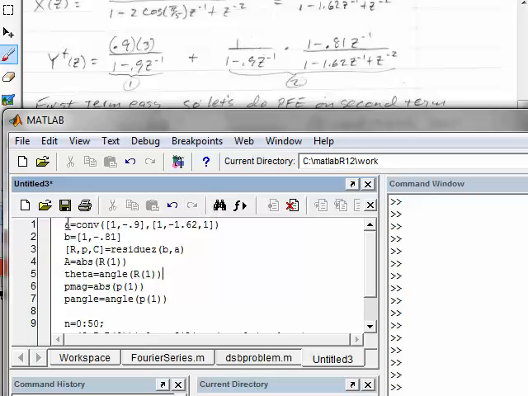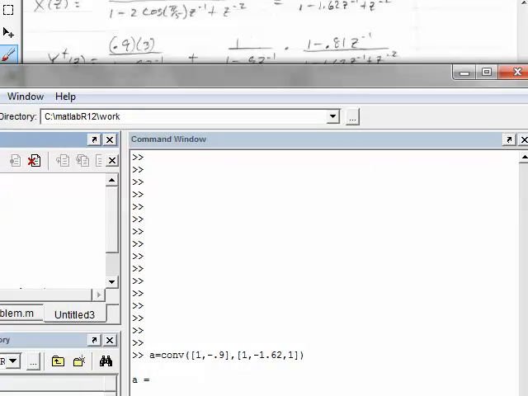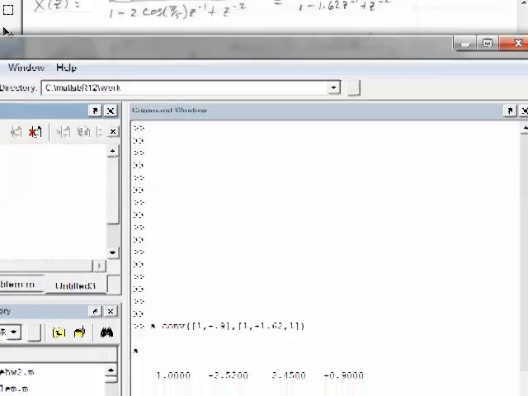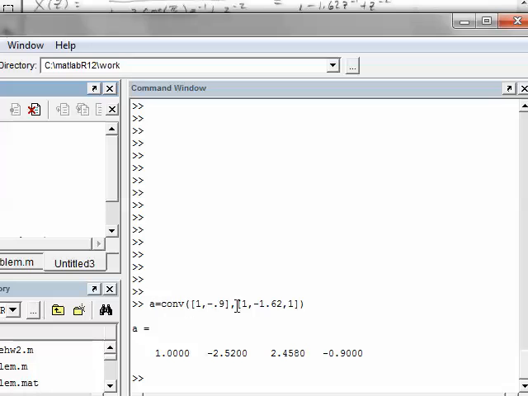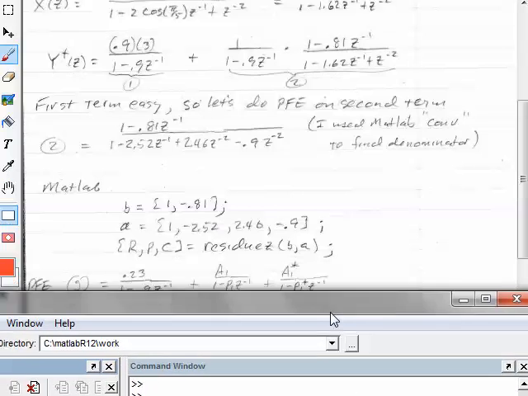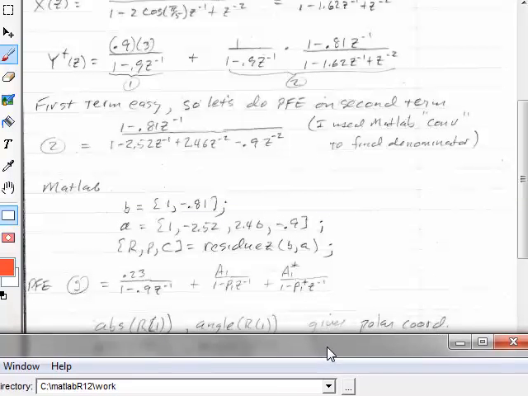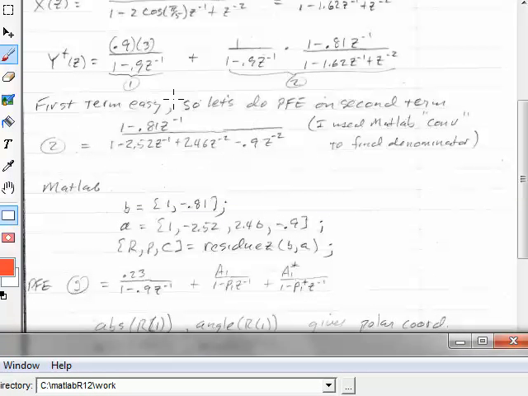And then let me move that out of the view here and show the result. There I've already typed in this command window, so I've typed in that command, and those are the results. So those are the coefficients for the denominator polynomial. All right, so there's term number 2 that I want to find the inverse z transform of.